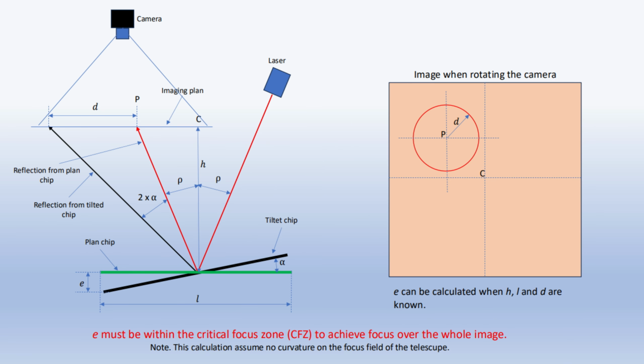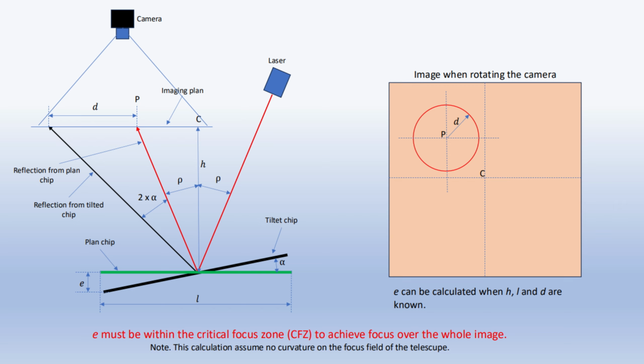The figure shows the optical geometry of the instrument. A laser beam is projected onto the chip surface and reflects onto an imaging plane. When rotating the instrument 360 degrees, the reflected laser beam draws a circle on the imaging plane. By measuring the diameter d in millimeters, it is easy to calculate the distance epsilon, the maximum deviation from the plane surface. Note that L is the length of the diagonal of the chip.